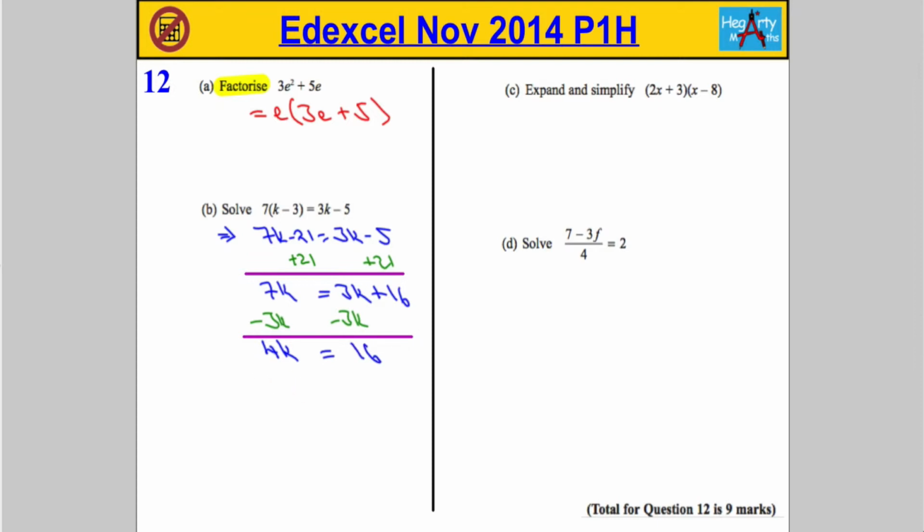And then finally, divide both sides by 4 to get our answer, which is k must be equal to 4.